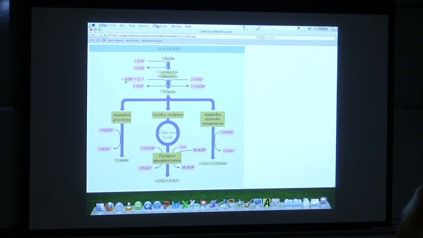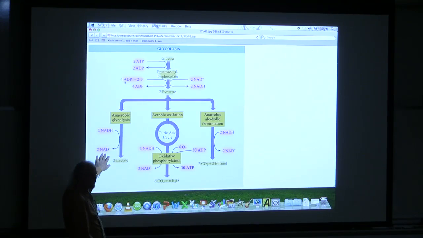The muscle cell is working so hard, that's why it's run out of oxygen. So we want to keep that muscle cell going. And the way we keep that muscle cell going is by doing fermentation. Your cells are doing fermentation anytime they are regenerating NAD like this. Okay?